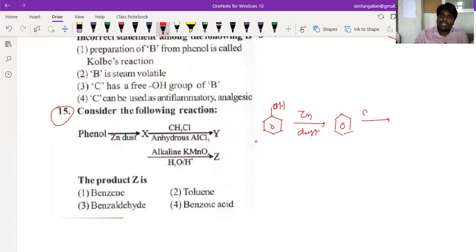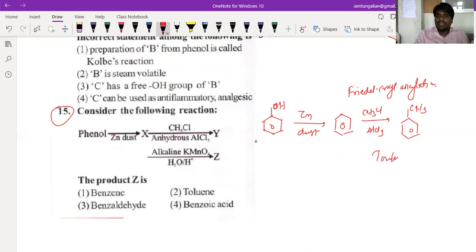Which on reaction with CH3Cl in presence of AlCl3, this is what you call Friedel-Crafts alkylation. What will it form? It will form toluene.